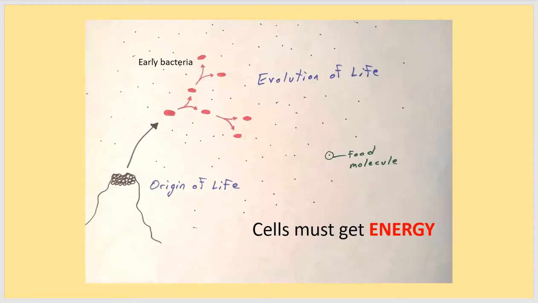So all living things must get energy. Cells must get energy. Here we see a cartoon version of the origin of life where the first living cells are emerging out of their rocky nurseries. Well, how did they survive? They had to get energy from the environment. They had to be eating molecules in their environment. So all living things must get energy in some way.